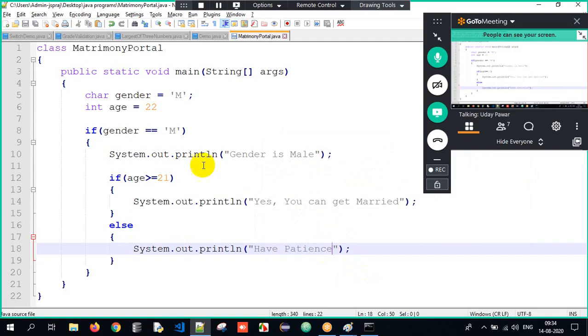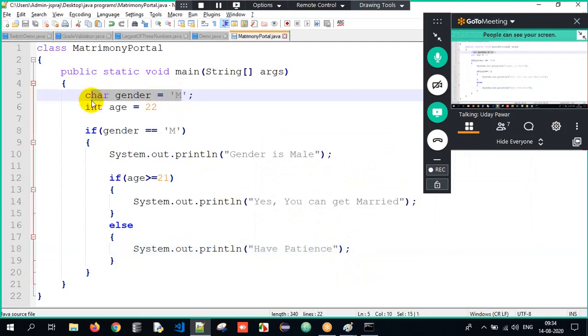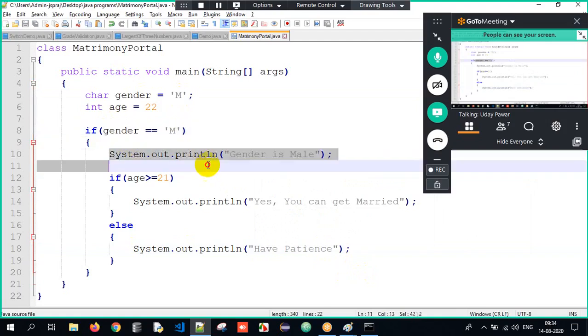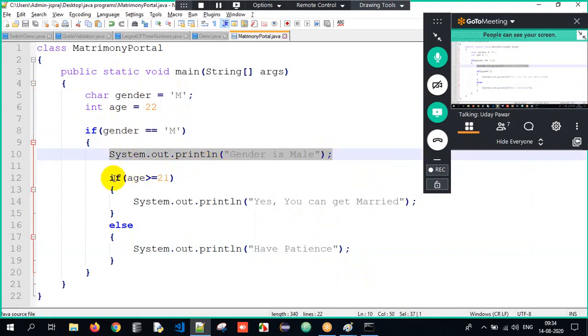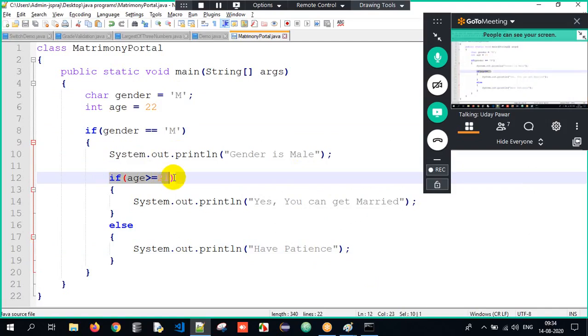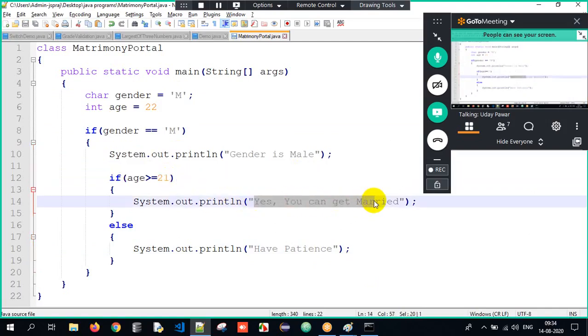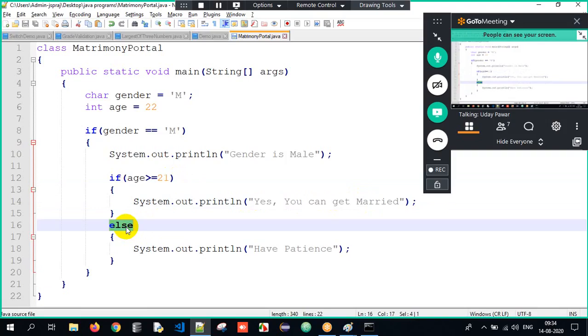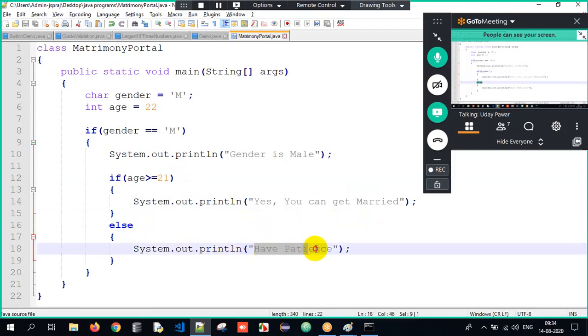Got it? This is all about it. First there are two characteristics, gender and age. If the gender is male, the control comes inside. Then I evaluate the age. Is age greater than or equal to 21? Yes, you can get married. Else, if the age is not greater than or equal to 21, then have patience. Done, with a happy face.